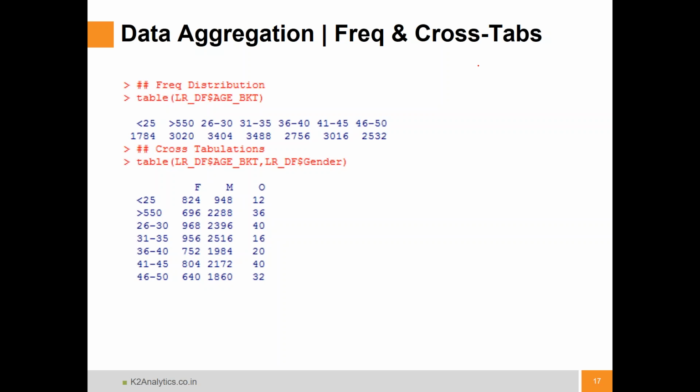But in that case you will have many age buckets, 18, 19, 20, 21, 22 and so forth, right? And if you do mean, mean will just give only one indicator. Mean does not give you distribution.